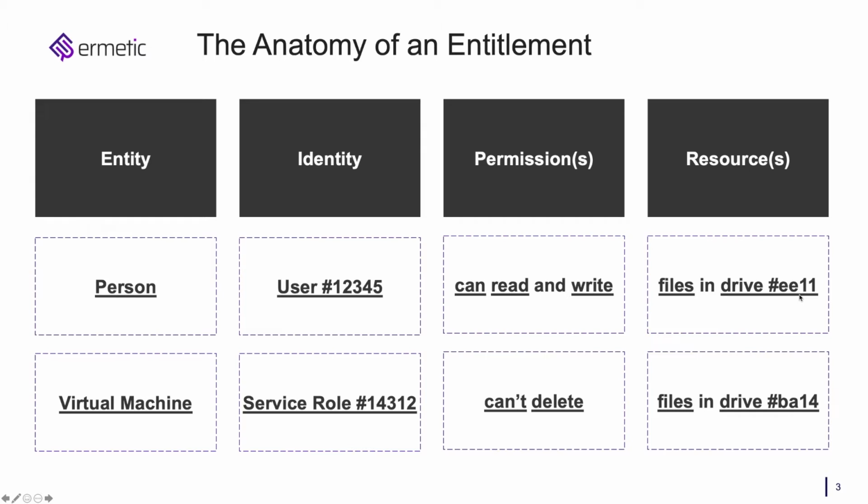In the second example, we have a virtual machine that is using the role 14312, and in this case, the permissions specify that this identity can't delete from the resource marked BA14. Again, this is not an overly complex example, but just aimed at demonstrating the machine identity concept we all hear about so often.